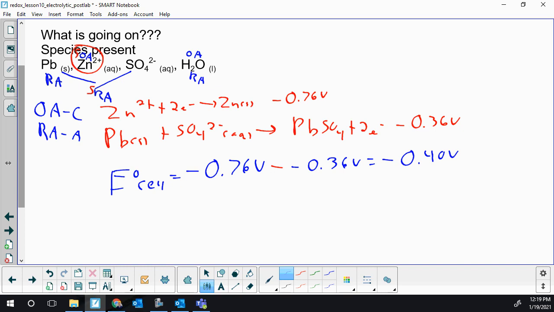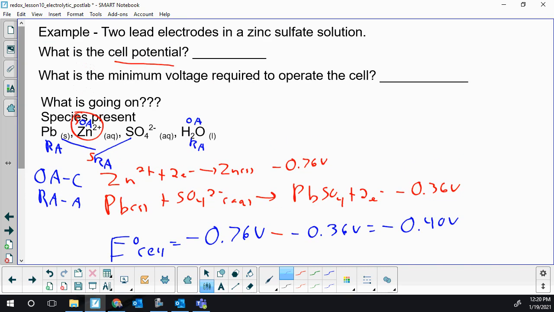So this is in fact an electrolytic cell. It's not something like corrosion that can happen all on its own that we talked about before. It's non-spontaneous. So this is telling us we're going to need a battery or a power supply to run this cell. How big a battery? How big a power supply? Well, it's got to be at least 0.4 volts.